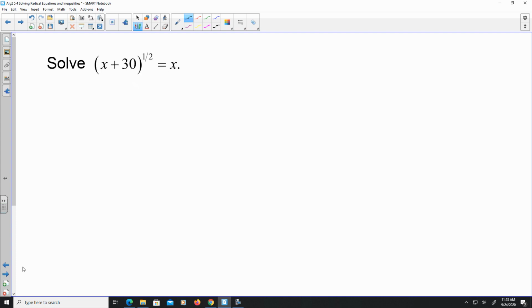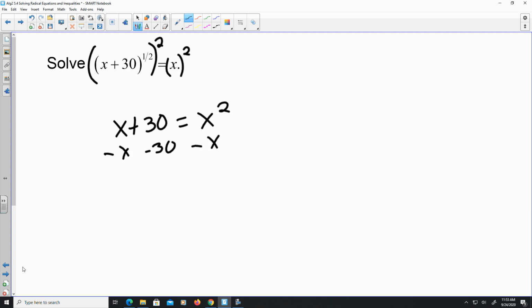Here, same idea. Isolate it. It already is, so the reciprocal of 1/2 is 2, so I'm just going to square it. So now I get x plus 30 right here, and then this is going to equal x squared. Because of the x squared, we have a quadratic, so we have to set it equal to 0. I'm going to subtract x and subtract 30, so now I got 0 equals x squared minus x minus 30.